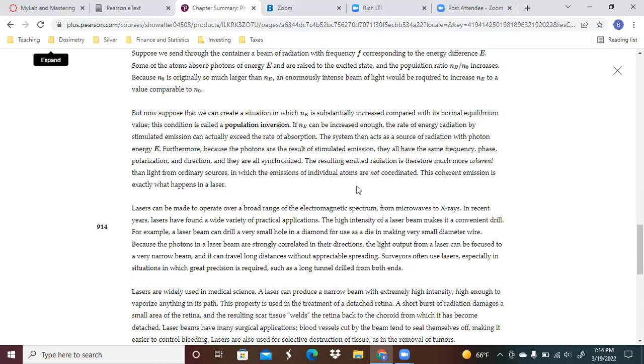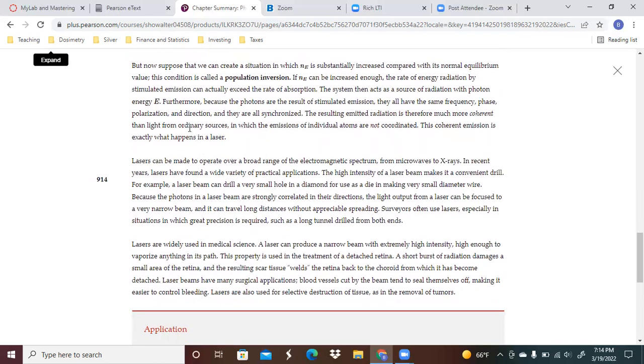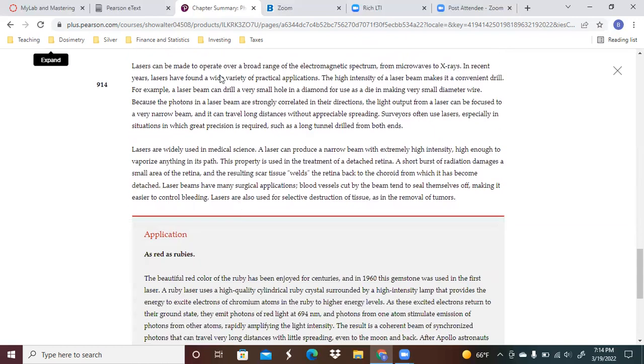The resulting emitted radiation is therefore much more coherent than the light from ordinary sources in which the emissions of the individual atoms are not coordinated. This coherent emission is exactly what happens in a laser. So it can operate over a broad range of the electromagnetic spectrum from microwaves to X-rays, and in recent years, lasers have been found to have a wide variety of practical applications. The high intensity of a laser beam makes it a convenient drill. In other words, you can use a laser beam to drill a very small hole in a diamond for use as a die in making very small diameter wire.